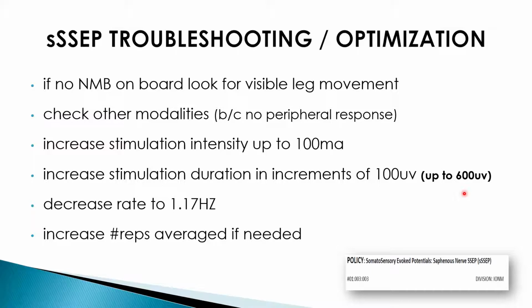If there is no neuromuscular blockade on board, look for visible leg movement. Check other modalities because with saphenous nerve SSEP, there's no peripheral response to validate stimulation. Increase stimulation intensity up to 100 milliamps. Increase stim duration in increments of 100 microseconds up to 600 microseconds. This might seem high, however, remember this nerve is deeper and it might take more juice to activate it. Decrease the stim rate or the rep rate down to 1.1 hertz and increase the number of reps of average if it's a noisy response, which these tend to be.